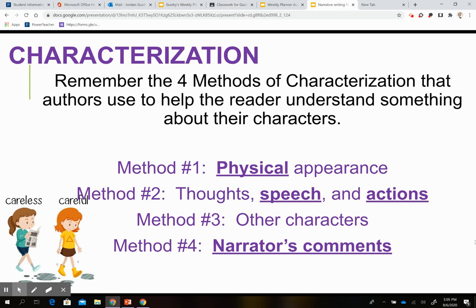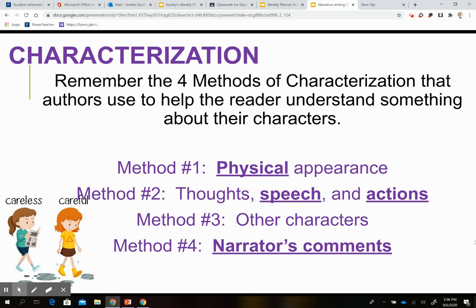Method 2 is the thoughts, speech, and actions of characters. So this is where maybe a character is rude or disrespectful, and so they show that through their speech if they yell at someone to shut up. Maybe a character is a bully, and we know that through their actions because they push other kids down or take their lunch money. And then we know the thoughts of those characters. And so maybe we know that a character is shy because we're able to understand what that character is thinking, like they hope the teacher doesn't call on them or doesn't pick them to read next.